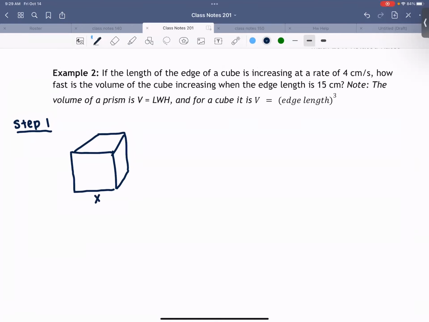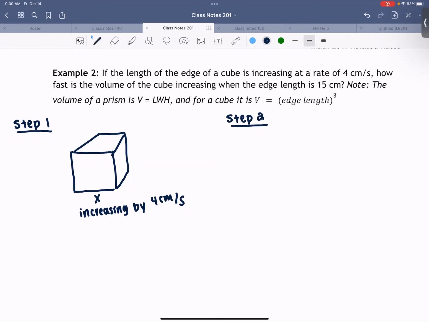Okay. Now the edges of all the sides of a cube are the same, so it doesn't really matter which edge I label. But we know that the edge of a cube is increasing by 4 centimeters per second. Okay, we want to know how fast the volume of the cube is increasing when the edge length, or x, is 15 centimeters. Okay, so I think that gives enough for my diagram.